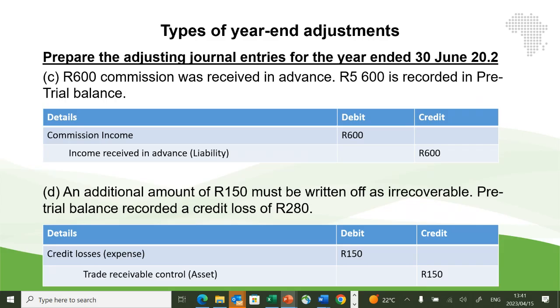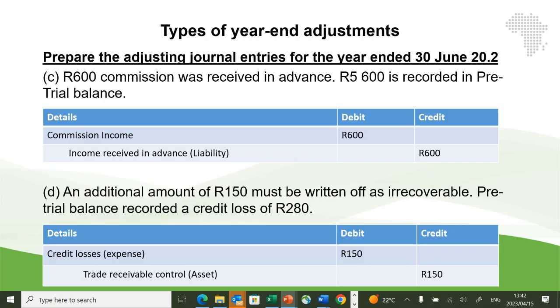Then we go to C. Under additional information C, we said 600 commission was received in advance. If you check the pre-trial balance that was given there, commission income amounted to 5,600. What does it mean then? It means this 5,600 includes 600 that was received in advance. So when you receive something in advance, it has been received for a future financial period, so which means it needs to be taken out.